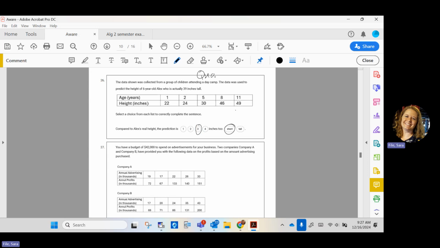I'm just going to put it up here for y'all. We did quadratic regression, and we plugged in 6 for X. And it came out to about 36. So that's where we got 3 inches too short.